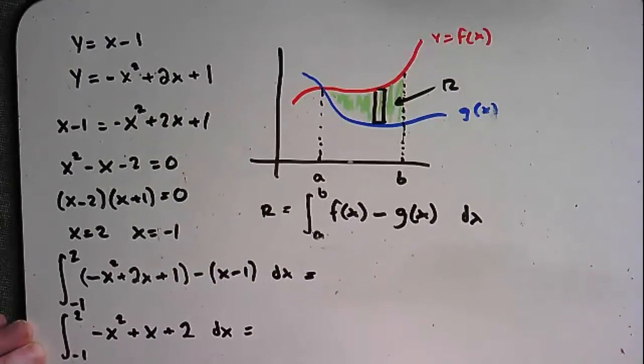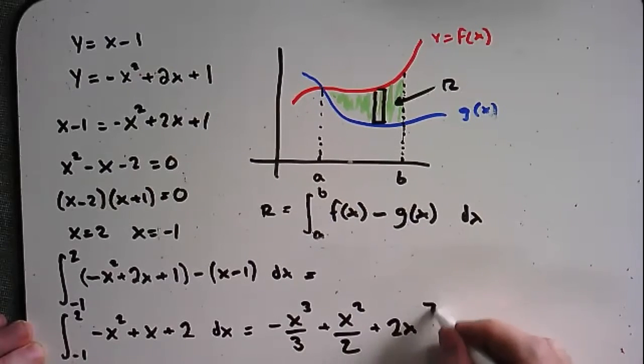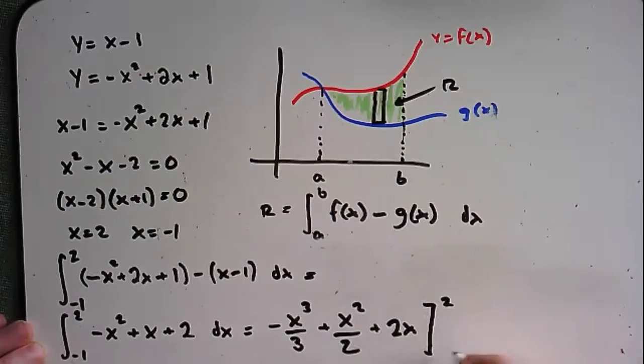And so I can take those antiderivatives. Negative x squared will go to negative x cubed over 3. x will go to x squared over 2. And 2 will go to 2x. And we'll evaluate those at the endpoints 2 and negative 1.